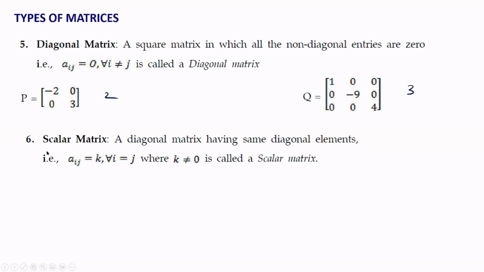And next we have the scalar matrix. We call a matrix a scalar matrix if it is a diagonal matrix and it has the same diagonal elements. Then such a matrix is called a scalar matrix. Say for example, R is equal to 5 0 0 5. Such a matrix is called a scalar matrix.